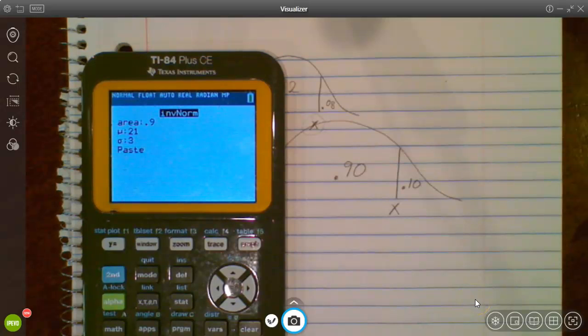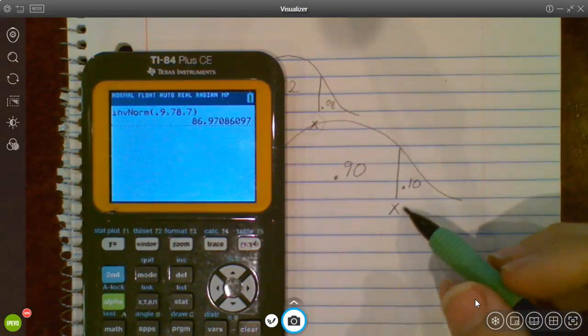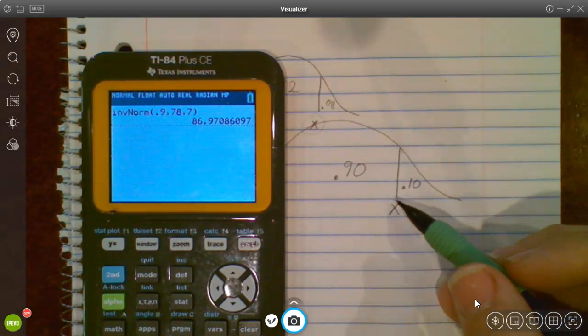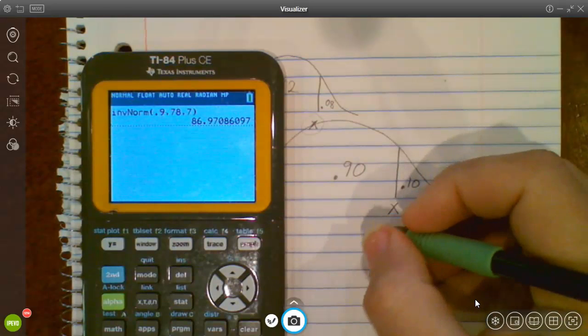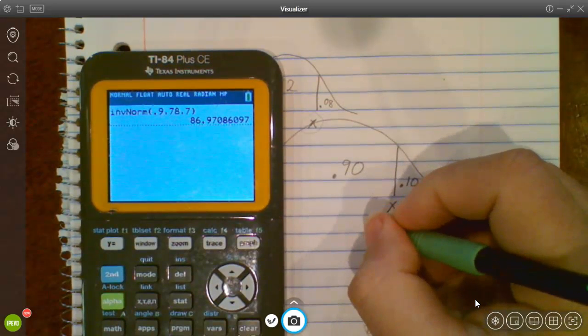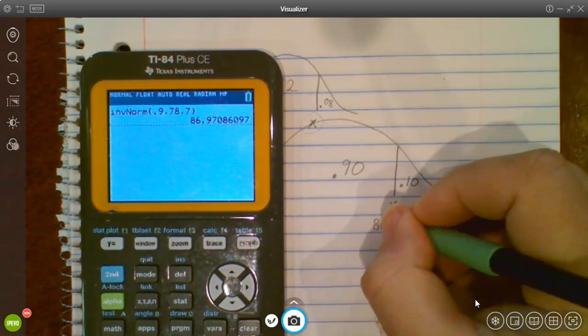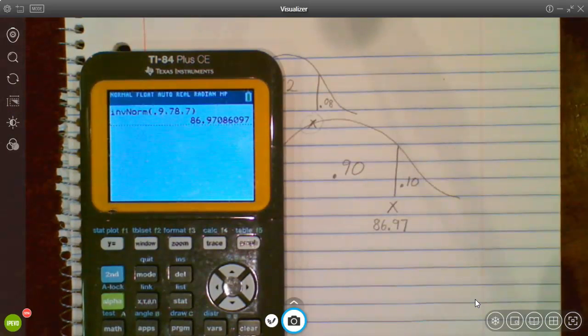So they said the average was 78 and the standard deviation was 7. So this is what we're putting in. So in other words, the score that separates the top 10% from the bottom 90% would be an 86.97 score. Right? That's the score that I would need to get in order to reach the top 10%.